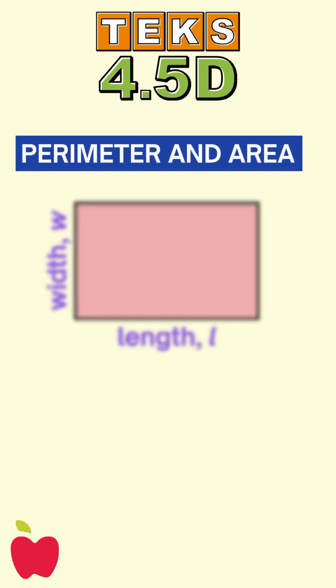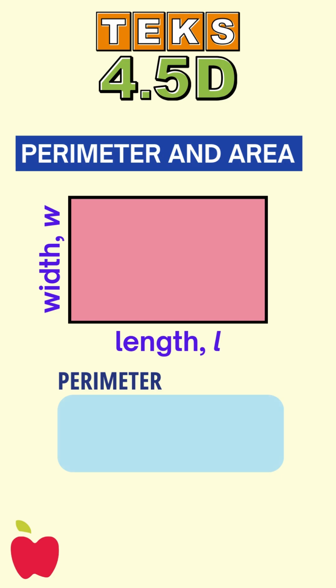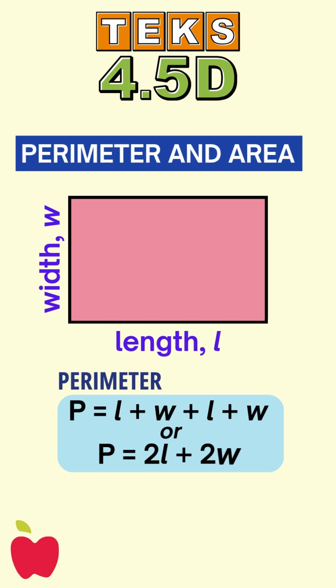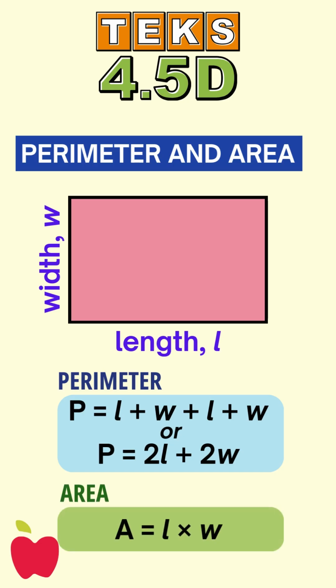So remember, to find the perimeter of a rectangle, you can either add up all four sides using perimeter equals length plus width plus length plus width, or use the formula perimeter equals 2 times the length plus 2 times the width. And to find the area, you simply multiply the length and width together.